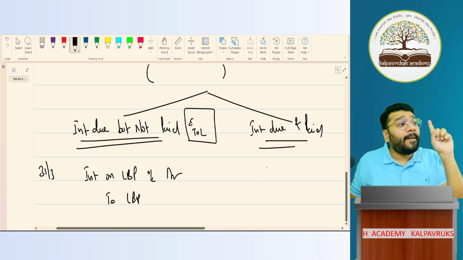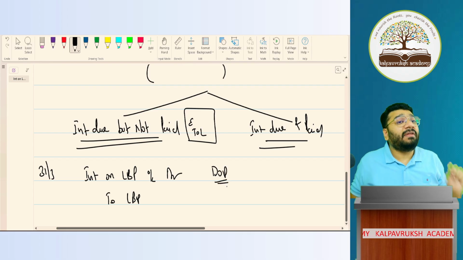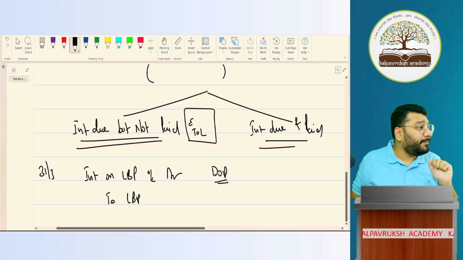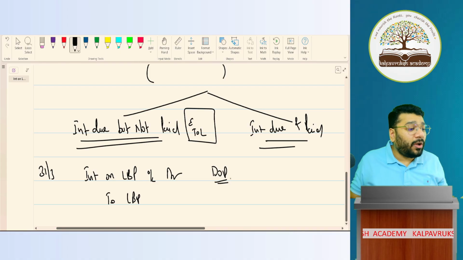Wrong. On the date of payment, you'll pass the payment entry. When the payment was made, on that date, you'll pass the entry. So here, what is the entry going to be? Sir, interest is expenditure. Debit all expenses and losses.